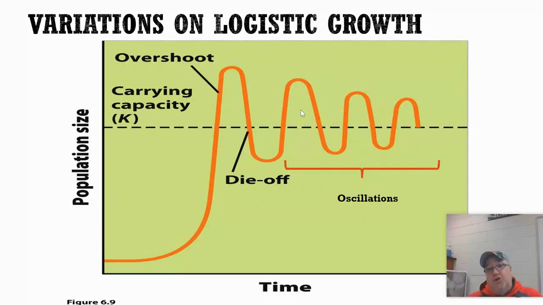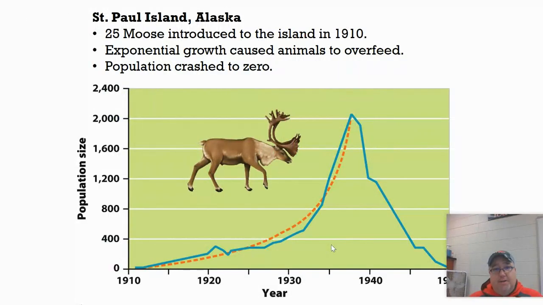Then it might overshoot again, it might die off, it might overshoot, but you'll notice that these oscillations, we've talked about that term before, notice how these oscillations tend to get lower and lower over time. And eventually that population will reach an equilibrium. It'll kind of be in check, kind of be in balance. But I want you to understand that whenever you have this overshoot, you can predict there's going to be a die-off afterwards.